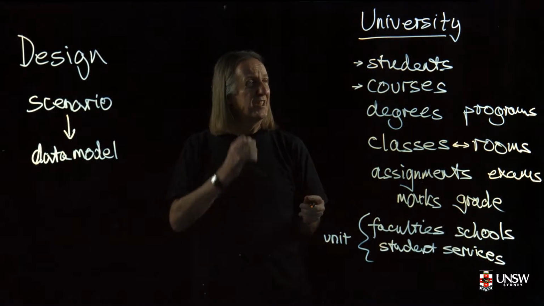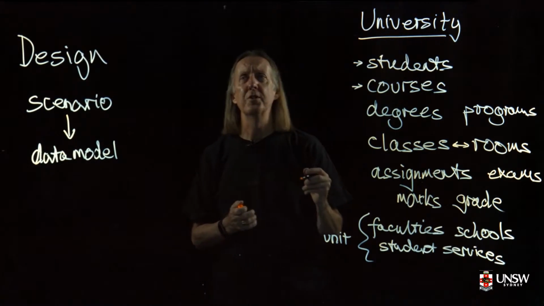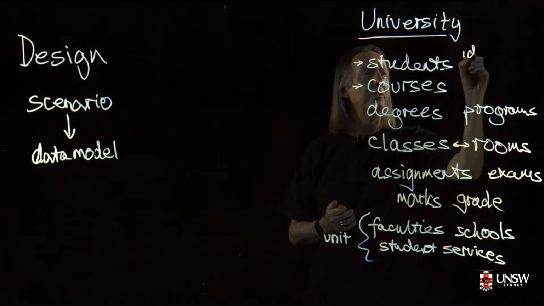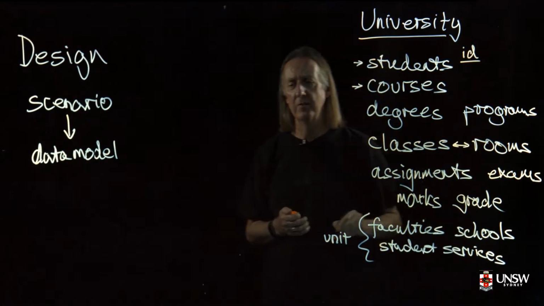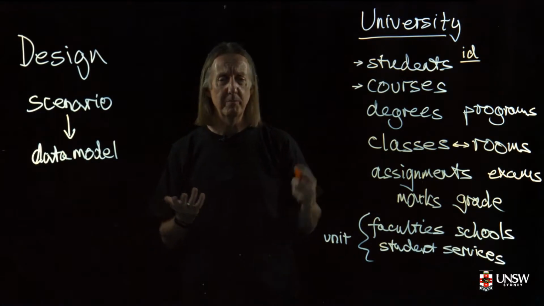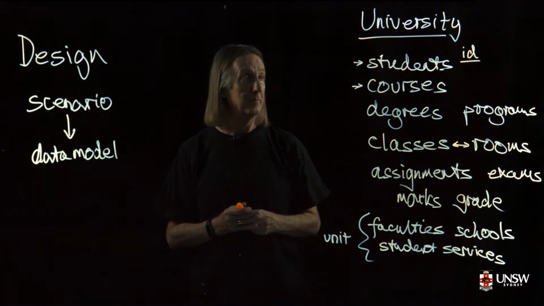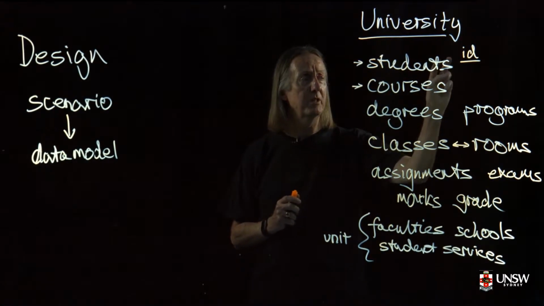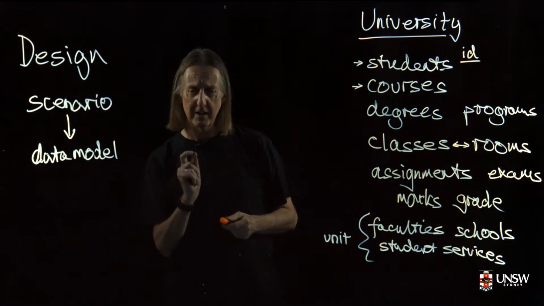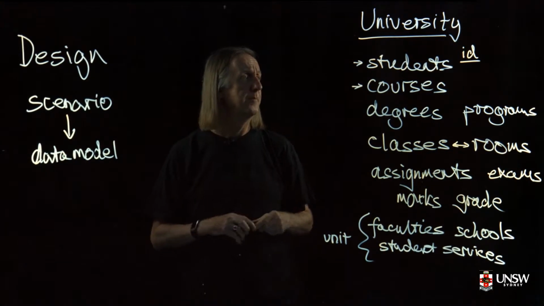All right, so let's start teasing things out a little bit more. So what do we care about with students? Well, obviously each student has a student ID. Now the whole notion of an ID is an important one, and that's called a primary key. We'll talk about that a little bit later, but basically the idea is that we want to uniquely identify a student, and that ID number does that.